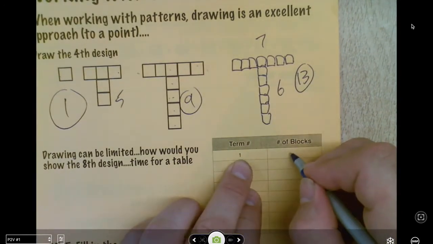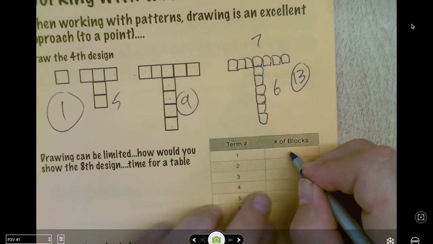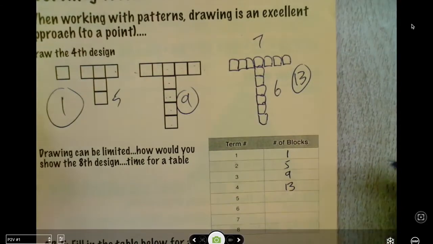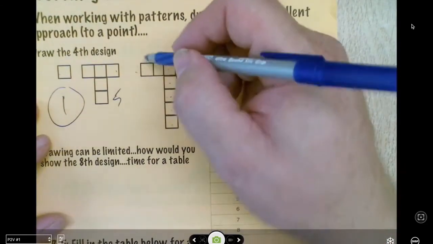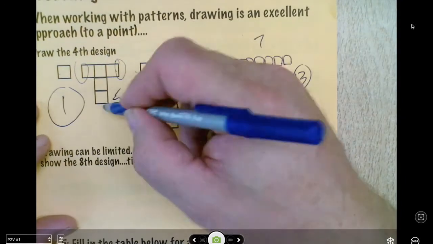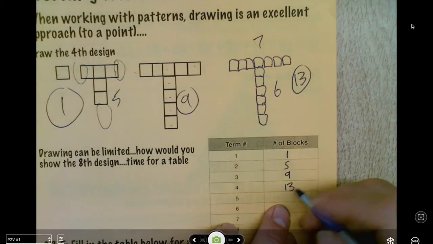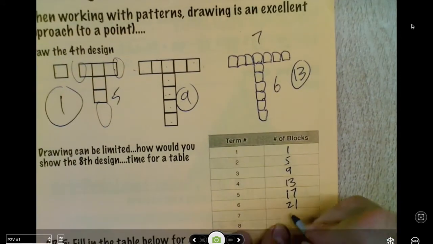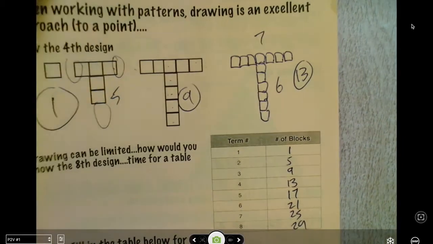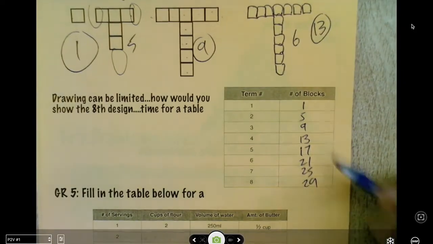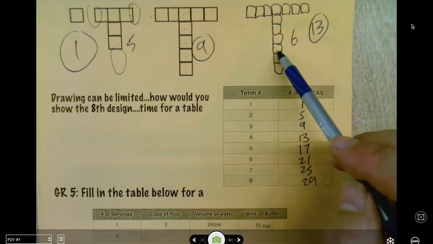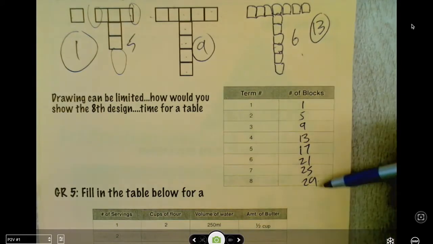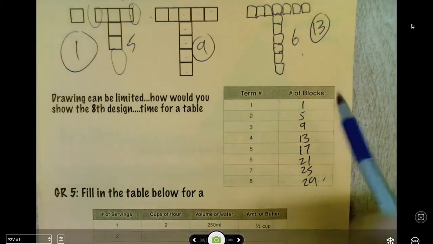In the first term, or the first design, I had 1, then I had 5, then I had 9, then I had 13, and I notice I'm adding 4 each time, which makes sense because I add 1 on the end, 1 on the end, and I add 2 on the tail each time. So if I add 4 here, I'm going to get 17 and 21 and 25 and 29 if I've done that correctly. Okay? So drawing one more shape is okay, but when you have to do larger shapes, it's better to stop the drawing and turn it into a table, and the table kind of helps you out.